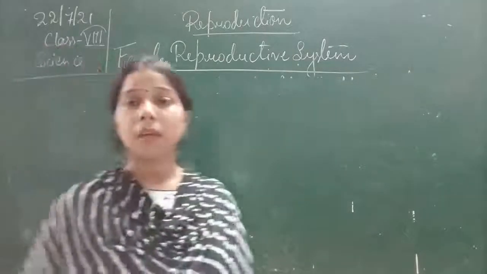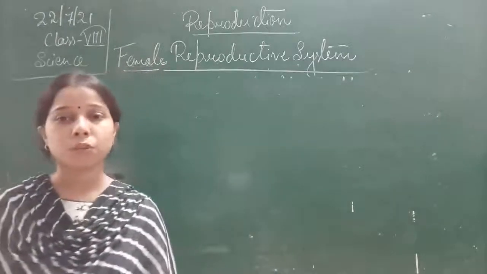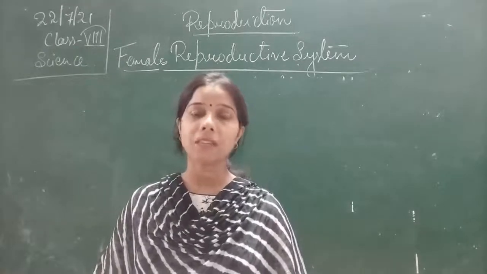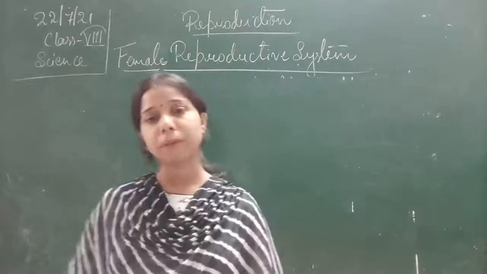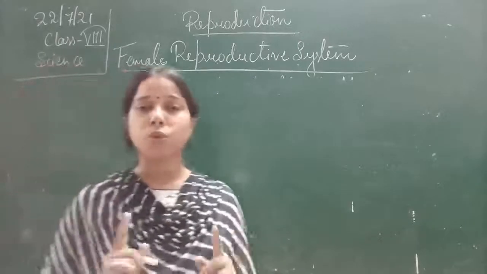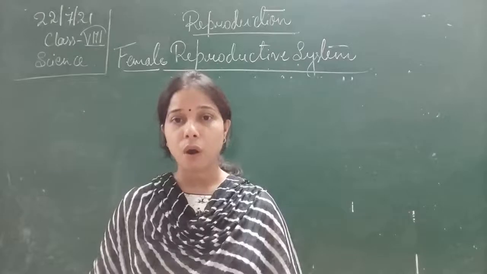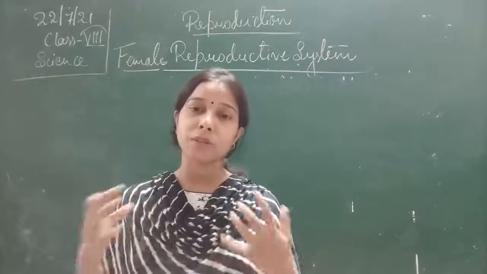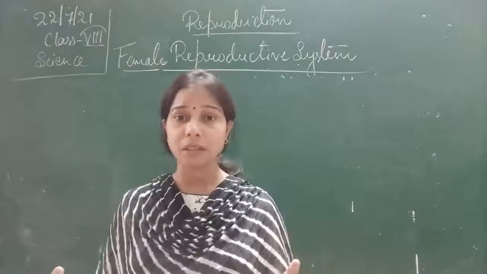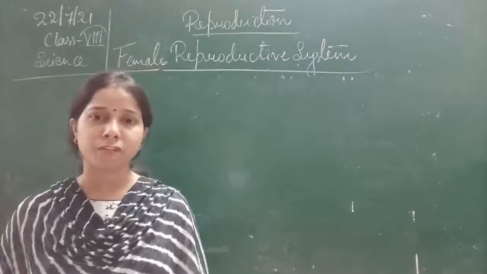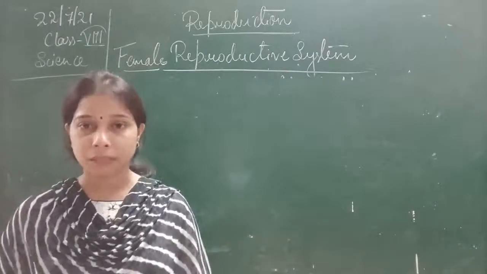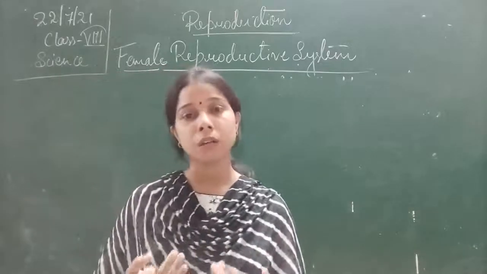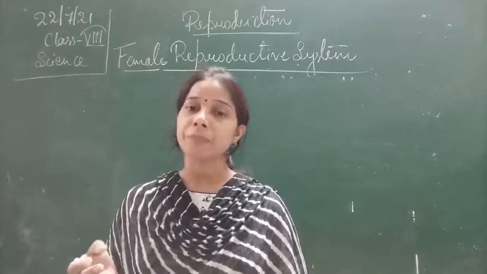Female reproductive system. In the female reproductive system, students, first there are the ovaries. Ovaries release the ova. Ovaries are glands. A pair of ovaries are there, which means two ovaries, and they release the ova or egg. Then this egg is released into a duct called the oviduct. From the oviduct, which is also called the fallopian tube, it reaches the uterus, and then from the uterus it comes out through the vagina.